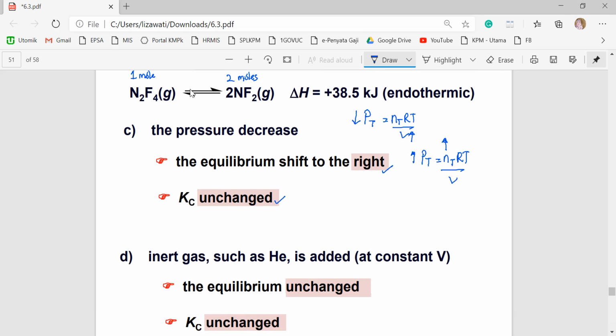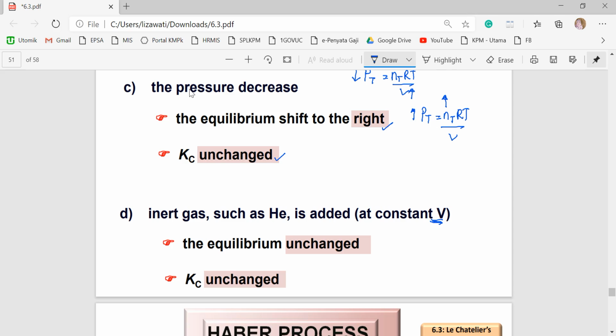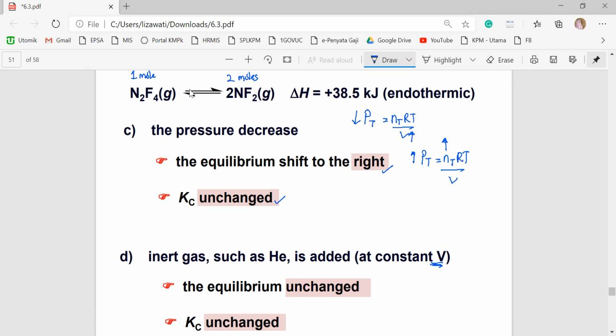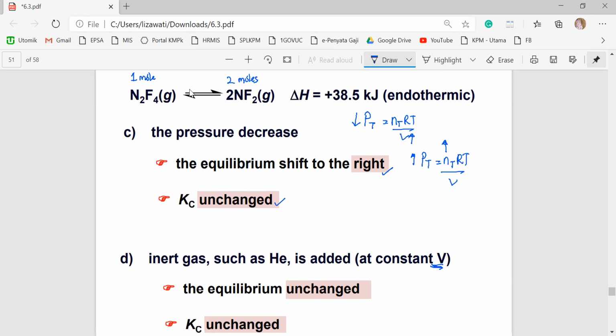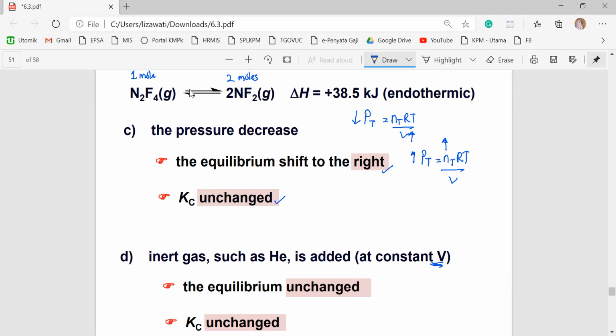Next, inert gas added at constant volume. The partial pressures of the gases do not change, since the total pressure increases. So P total is P of N2F4 plus P of NF2. This is after adding helium.